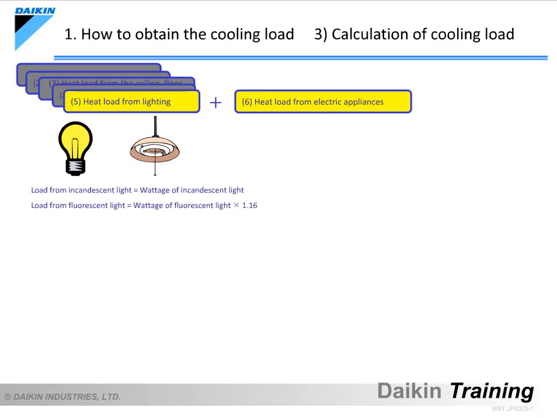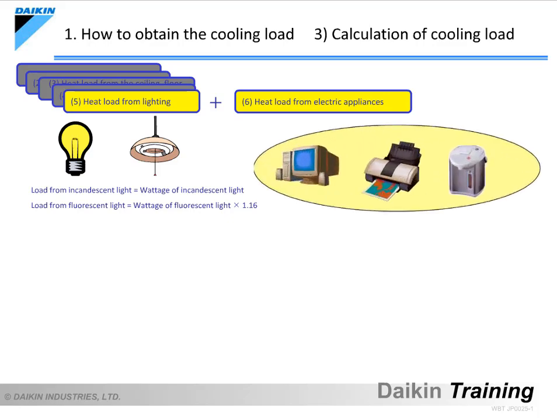Now, take a look at the heat load from electric appliances. The office has electric appliances such as PCs, printers, and hot water pots. These create a heat load because they generate heat.